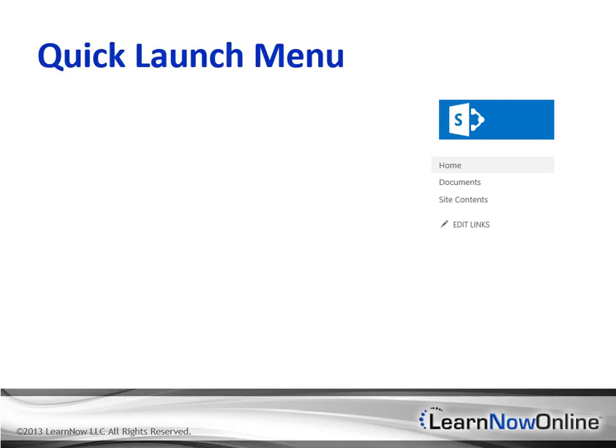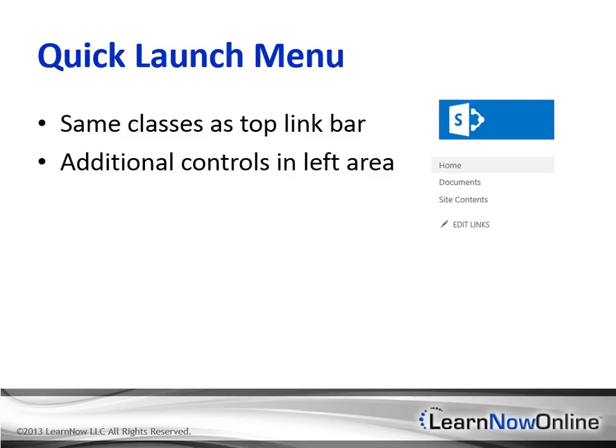The quick launch menu is the vertical menu that you see on the left side of the page. Here's a typical quick launch menu on a SharePoint 2013 team site. When you first create it, it creates a document library. You can see that right there. It uses the same classes as the top link bar, and there are some additional controls in the left area.